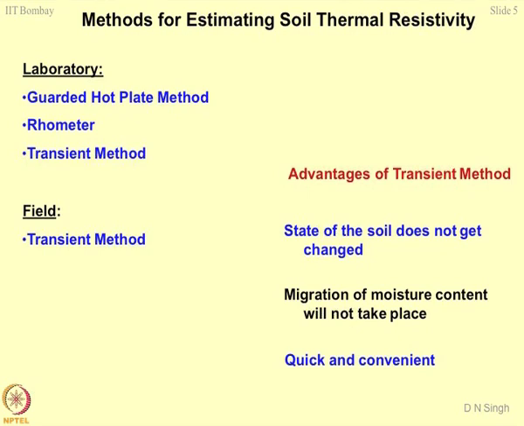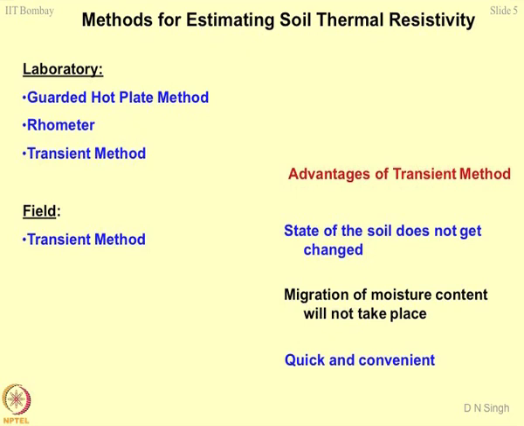Now, under these circumstances, the transient method becomes the most handy and useful method. Our group has done a lot of work in the transient method. Most of the findings of my students I will be presenting in this presentation, showing you how transient methods can be utilized for determining all three parameters simultaneously. As far as field measurements are concerned, you can't do the guarded hot plate method. Of course, some people have tried by inserting a hot plate into the soil mass, heating it and then measuring the temperatures in the geomaterial.